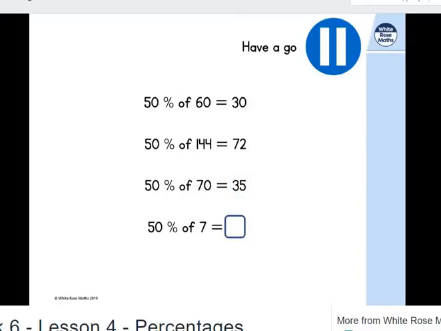50% of 70? Well, that's 35. Well, how could I use that to find 50% of 7? Well, I can see that the whole is 10 times smaller. So half of it would also be 10 times smaller. So it would be 3.5.